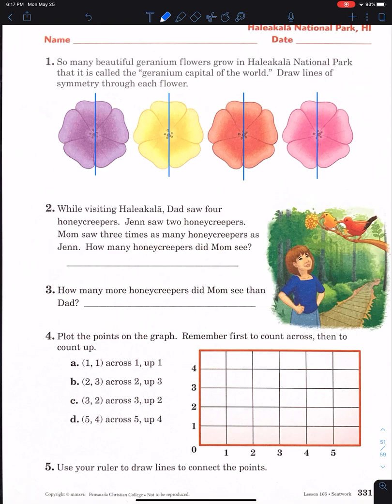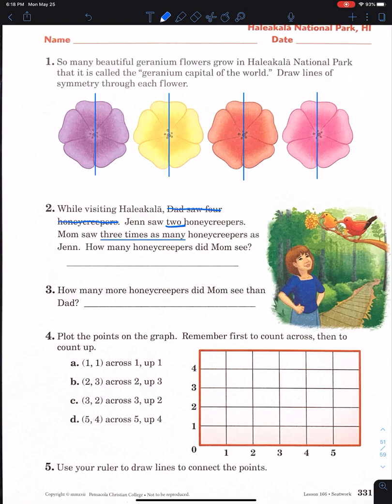They gave you extra information that you don't need to solve the problem, and that can throw you off track. So they want to know about Jen's mom, okay? Do we need to know anything about Dad? Dad saw 4 honey creepers, but that's not going to help us solve the problem. So be on the lookout for extra information that isn't necessary to solve the problem. So let's just draw a line through that so that we don't get confused. Jen saw 2 honey creepers, and Mom saw 3 times as many as Jen.